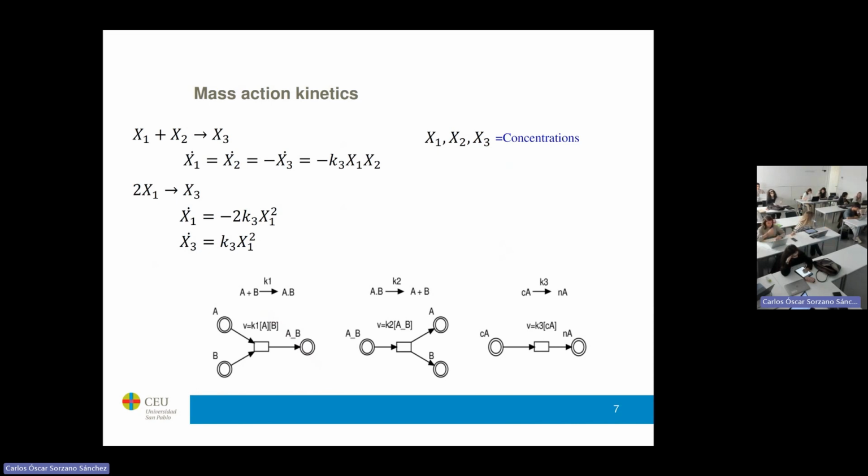And then this is minus K3, and K3 is formed at this rate. So when two X1s bind to form X3, then X3 appears exactly the opposite of this one. Okay, so this would be this reaction here. So no, this is not this one. This is this one. Okay, good.